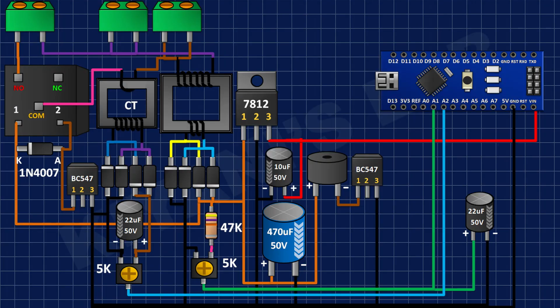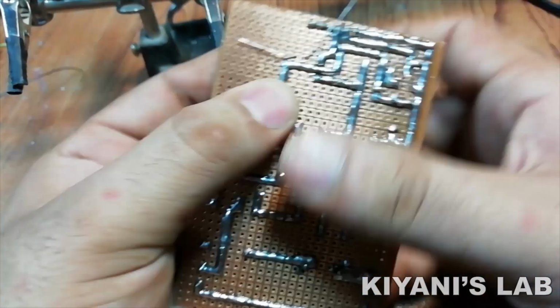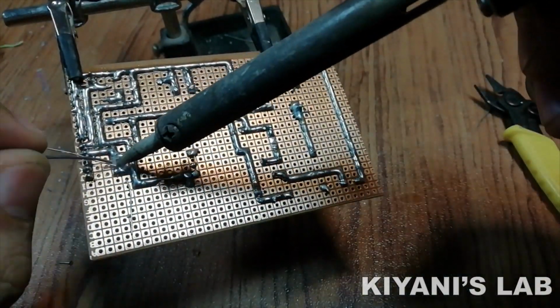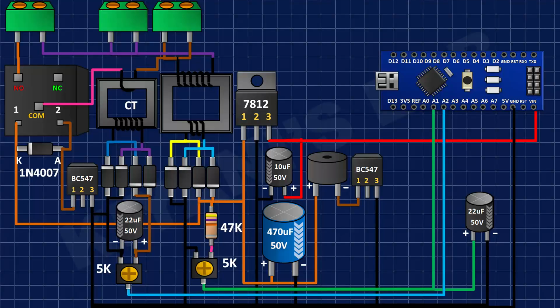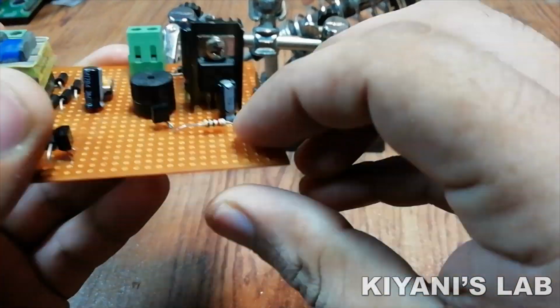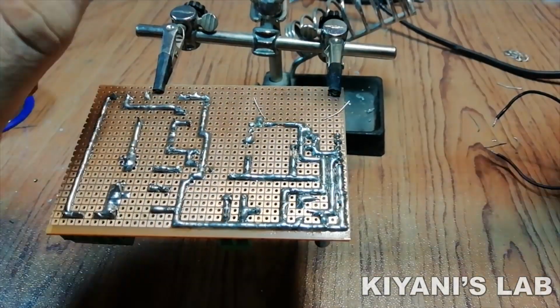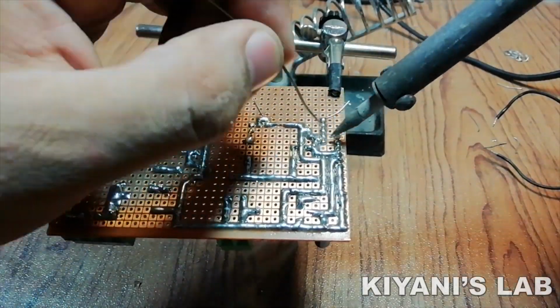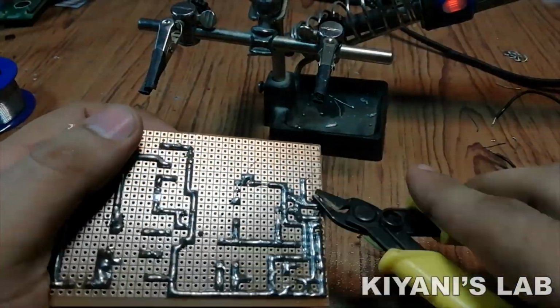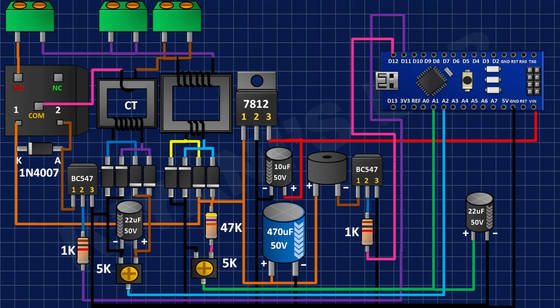Then I connected the positive pin of a 10 microfarad capacitor to pin 3 of 7812 regulator and its negative pin to ground. Then I connected 1K resistor to pin 2 of second BC547 transistor and pin D12 of Arduino. Then I connected another 1K resistor to pin 2 of first BC547 transistor and pin D11 of Arduino.